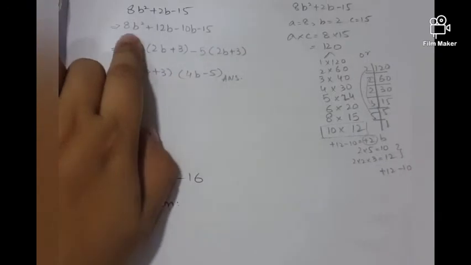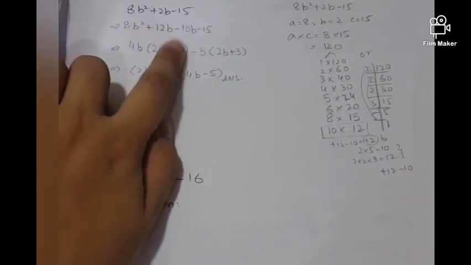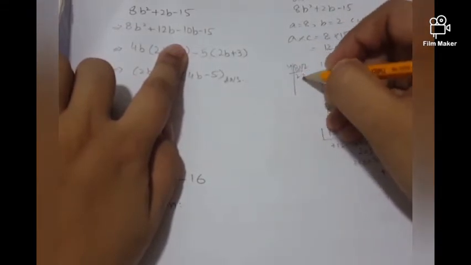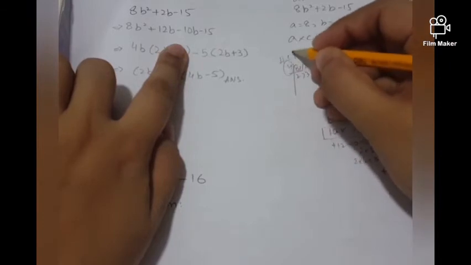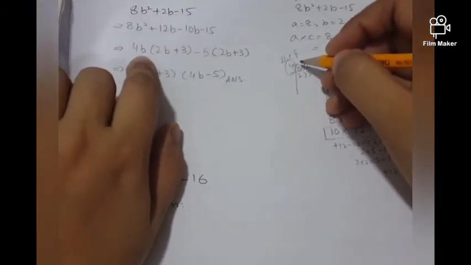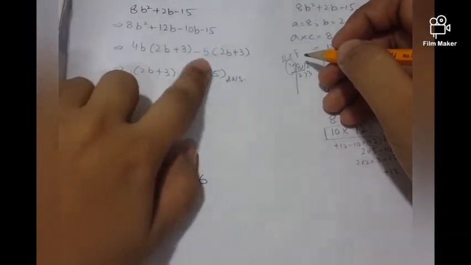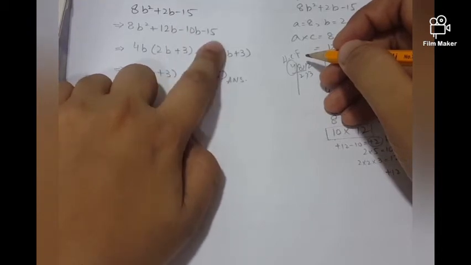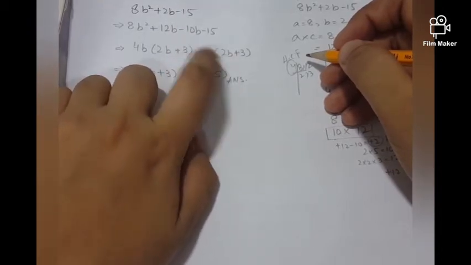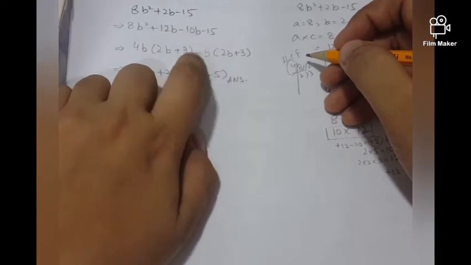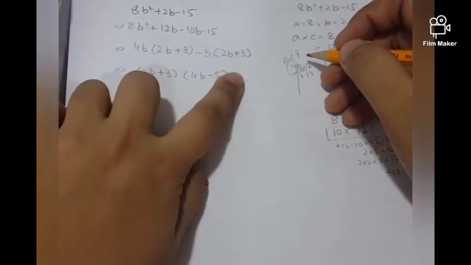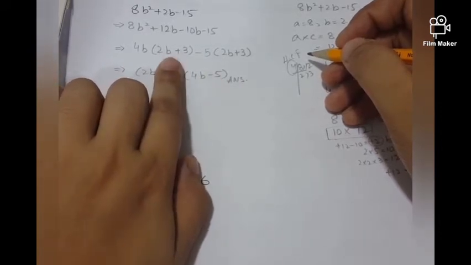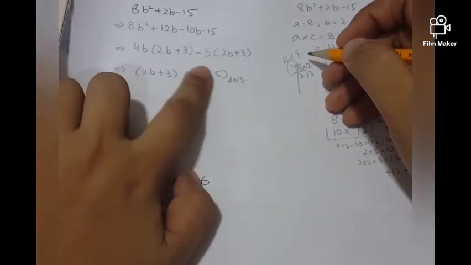Now what is the HCF of 8 and 12? It's very easy. 4 2s are 8, 4 3s are 12. It means 4 is the HCF. So 4b is common, then we have minus 5. Minus sign is common. 10 and 15, definitely 5 is common. 5 2s are 10, 5 3s are 15. Minus minus plus. So 2b plus 3, 2b plus 3, both the brackets are same. It means that my answer is correct. My factorization is correct: 2b plus 3 and 4b minus 5.